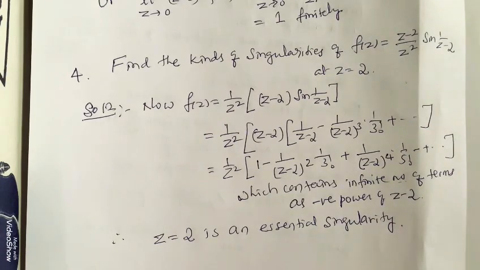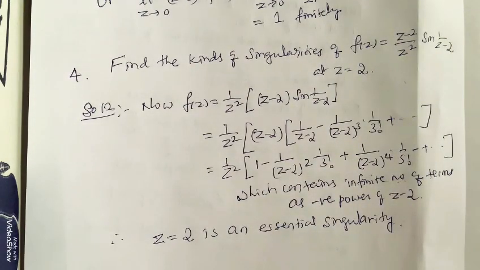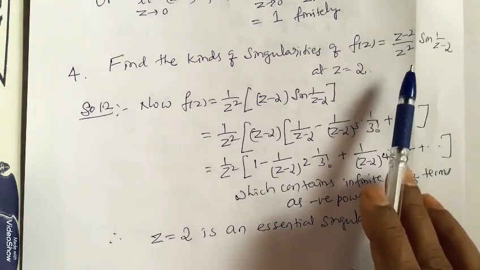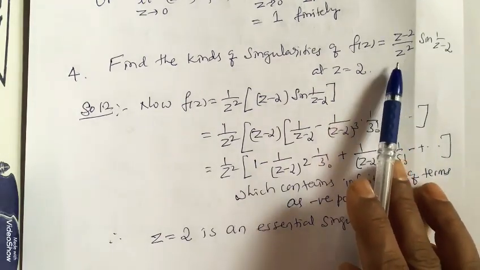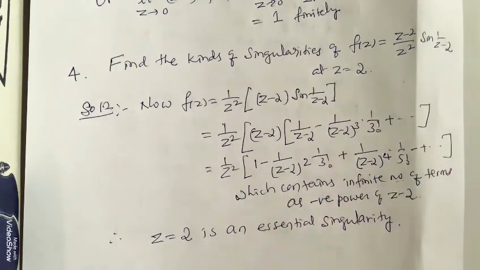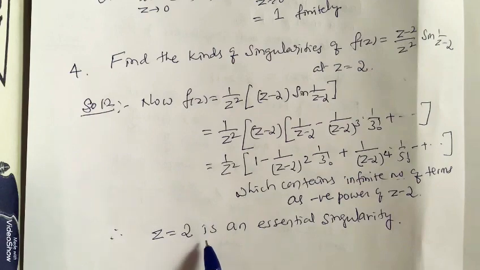Is an essential singularity here. And here we may ask the question, what about 1 upon z square? Z is equal to 0 here. So z is equal to 0 is a pole of order 2. It will be 1 upon z square. Use the partial fraction, you are getting 1 upon z plus a by z plus b by z square, into sin of 1 upon z minus 2. So z is equal to 0 is a pole of order 2, but this is an essential singularity.